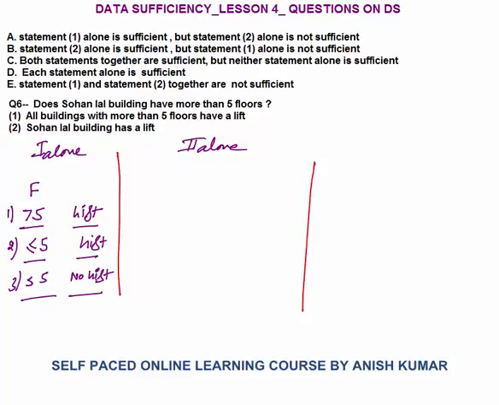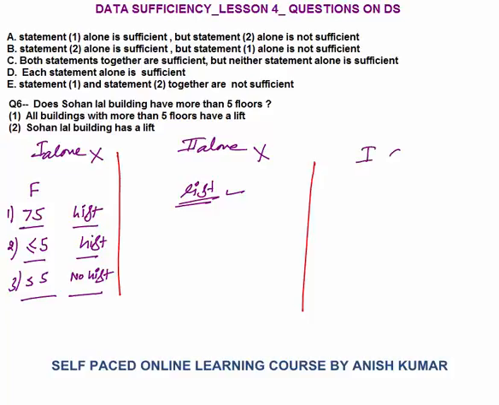So the first statement is not sufficient, because we are getting three possibilities. In data sufficiency, you don't have to assume anything of your own. You have to use what is given in the statement. Second alone: Sohan Lal's house has a lift. So from here we can't determine whether Sohan Lal's building has more than 5 floors or not. So this statement is also not sufficient.